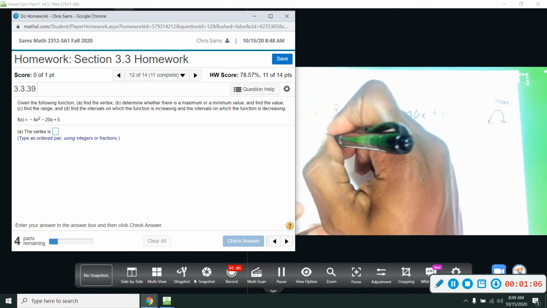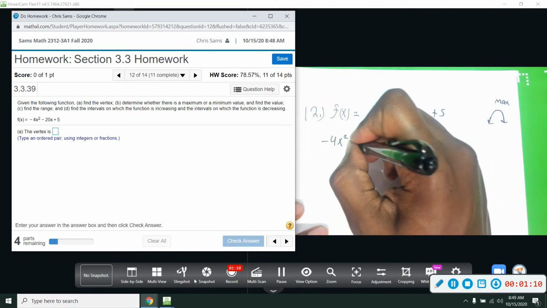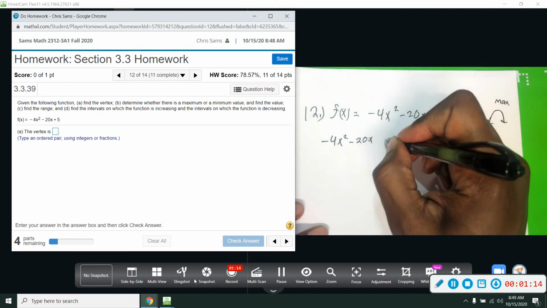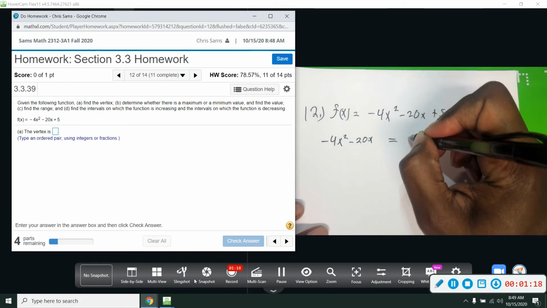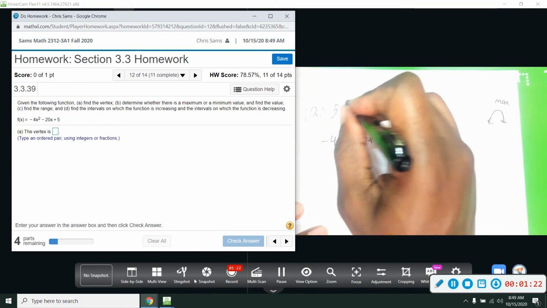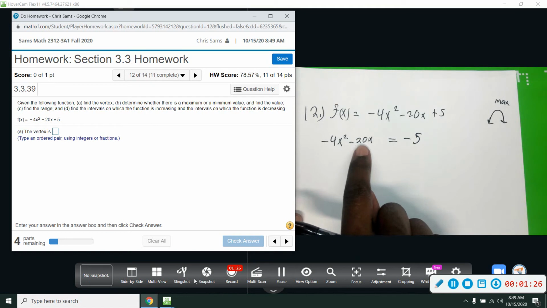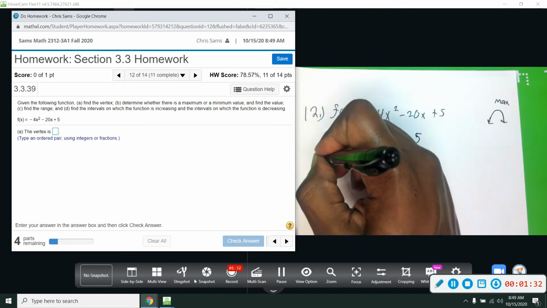So we're going to do negative 4x squared minus 20x. I'm going to move this constant over. So we're going to have equals negative 5. So this is 0. We move it over. It's negative 5 on the other side. Now we have to have a positive 1 here. So we have to divide out a negative 4 from these terms, or factor out a negative 4.